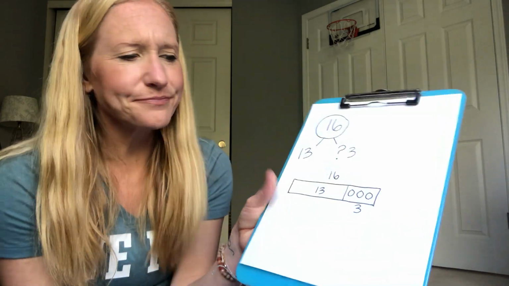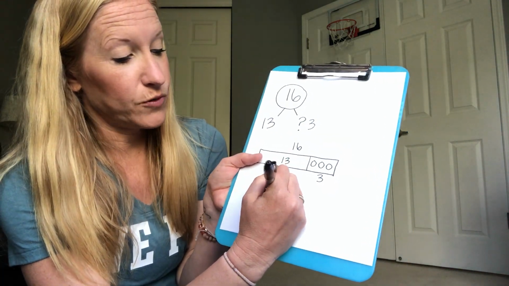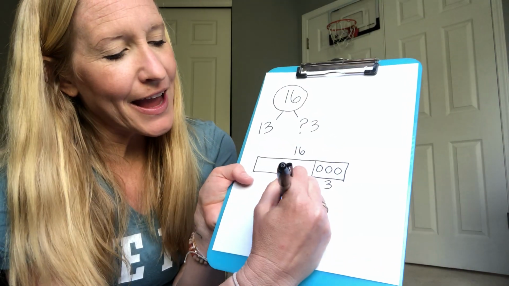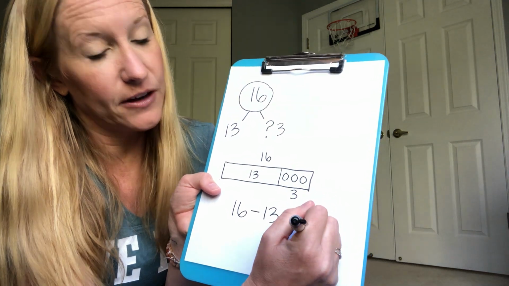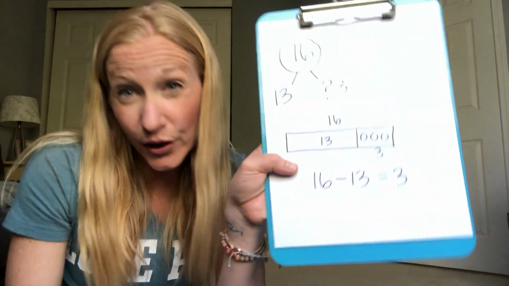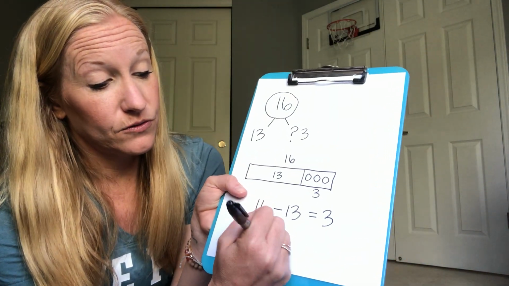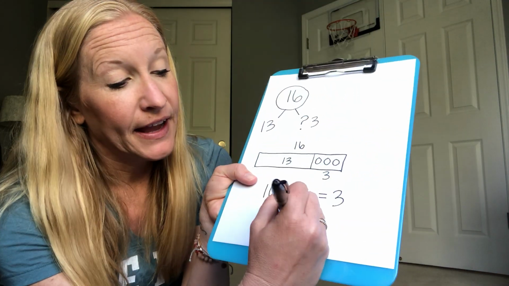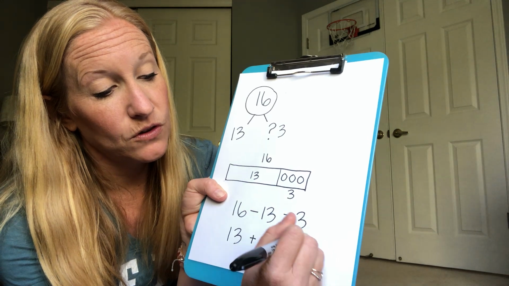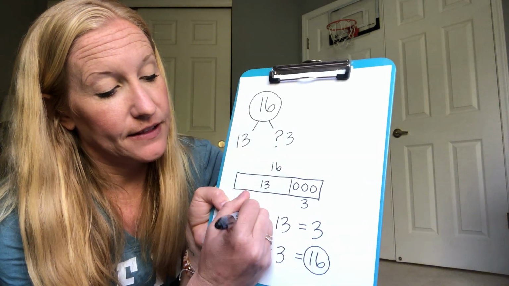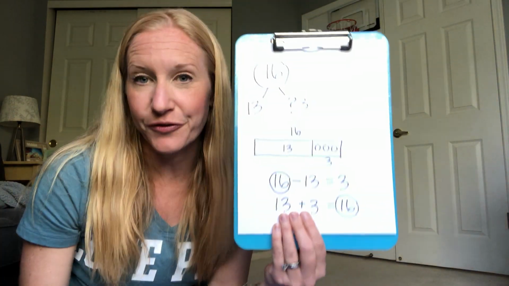It was 3. And so then if I wanted to do my number sentence, I would say, well, 16 animals were in the saguaro. I took away those 13 birds and I found that there were 3 animals left over. I could also turn it into an adding sentence. Well, 13 birds were in the saguaro, and there were 3 more animals, and that equals the 16 in the saguaro. So it's just a different way to draw it.